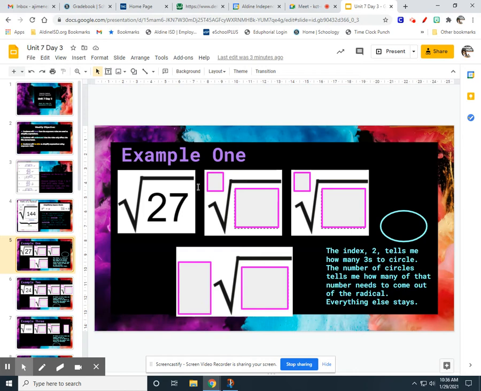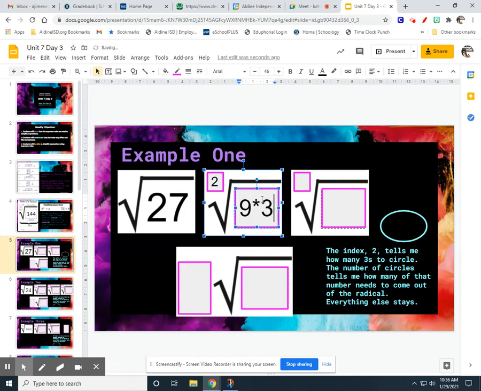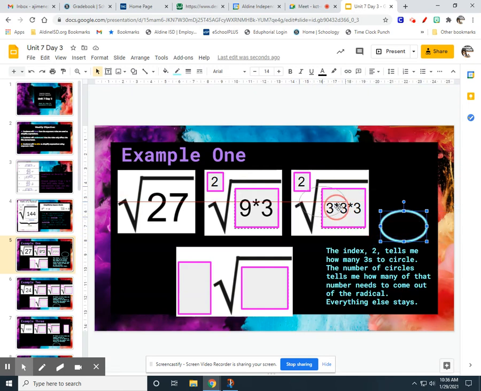Here's example 1. So we've got the square root of 27. The index is not there, so it's 2. All right, 9 times 3 gives me 27. Well, I need to factor this out all the way into its prime numbers. I still put a 2 there. Okay, the index is 2, so it tells me that I need to circle two 3s. So I move my circle, and it's a little bit big, so I'm going to have to move it over. The number of circles that I have tells me how many times I'm going to take that number out.